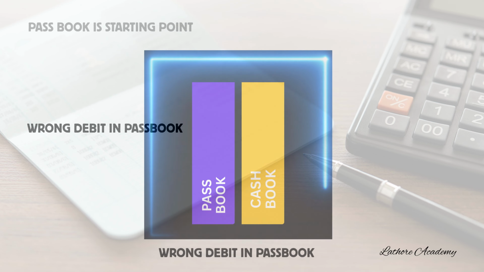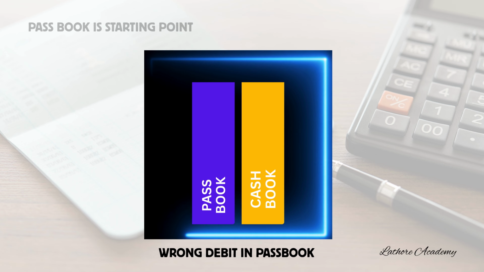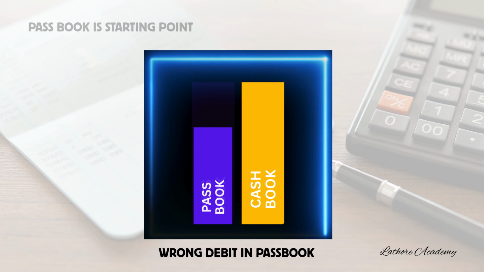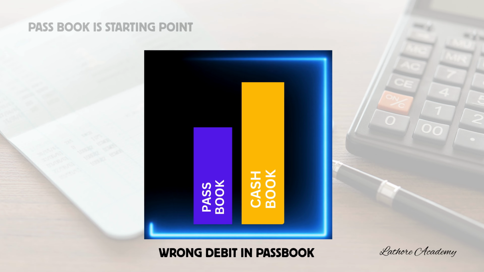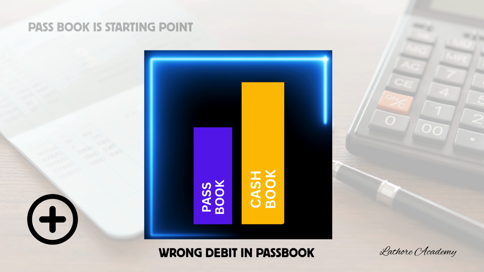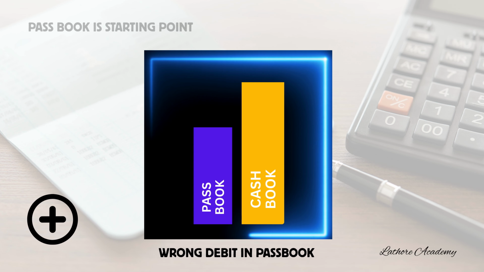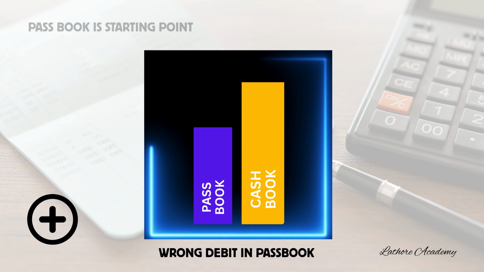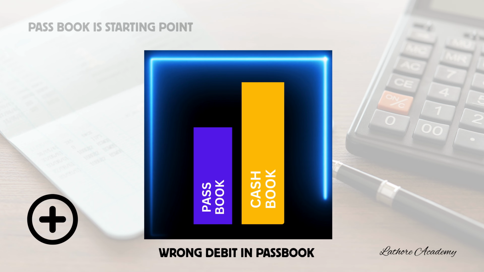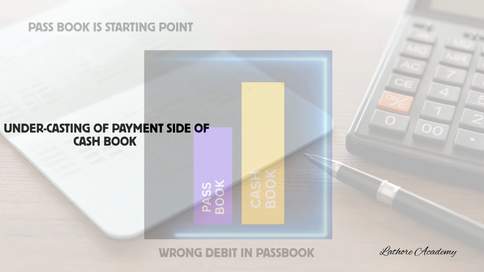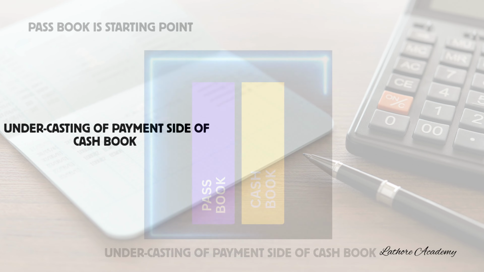Since the bank has incorrectly debited your account, your passbook balance appears lower than the actual. We have to add back this wrong debit to the passbook balance in order to correct it and reconcile the difference. So moving on to the next transaction, undercasting of payment side of the cash book.